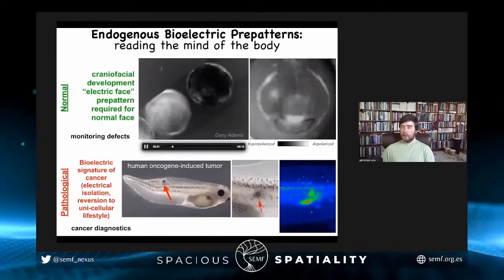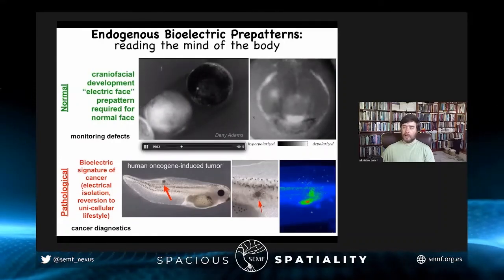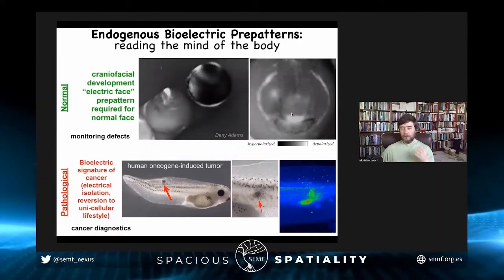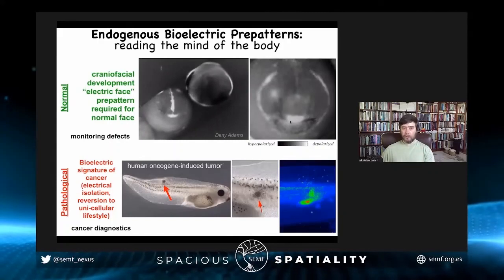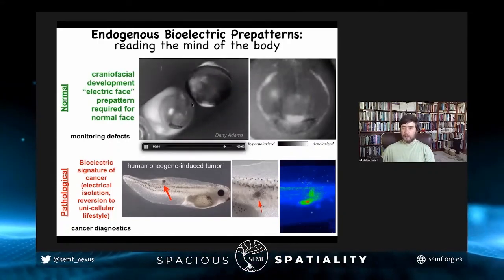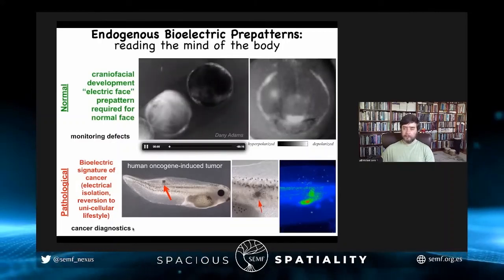So this is an endogenous pattern that is required for normal development. In fact, human patients that have craniofacial defects often have mutations in ion channels that screw up this pattern. Now that's a normal pattern. Here's a pathological pattern.